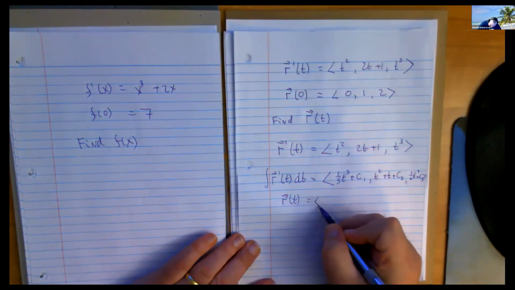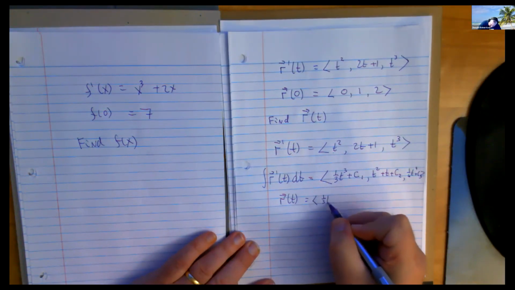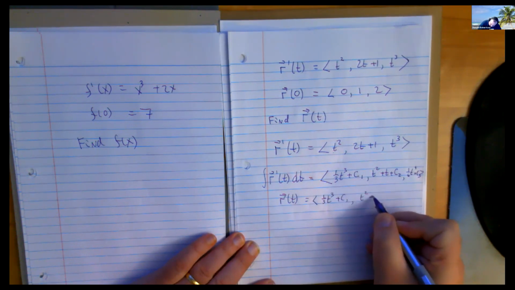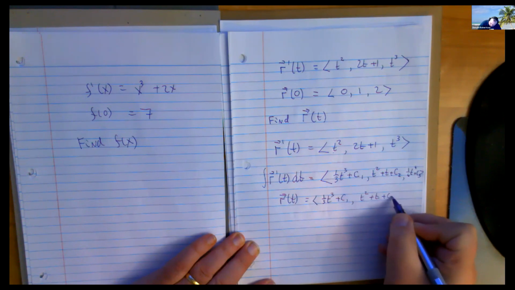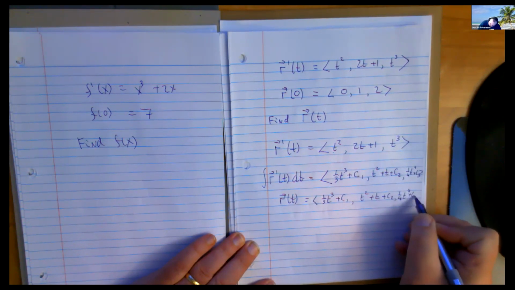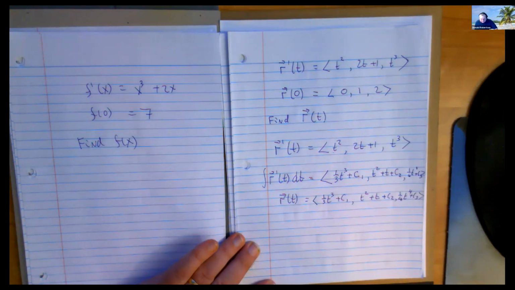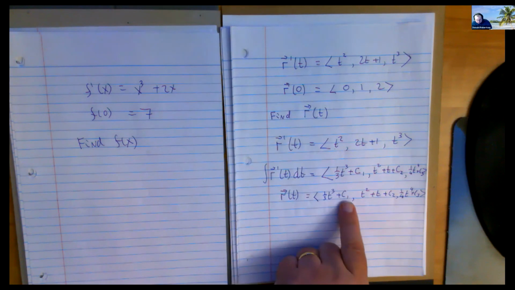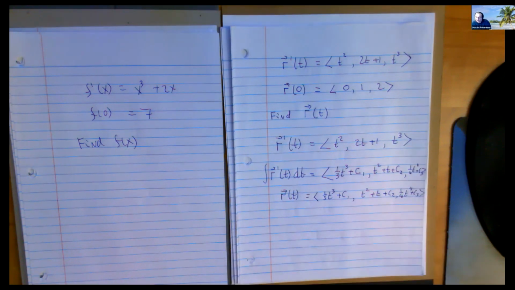So I get 1/3 t cubed plus c1, t squared plus t plus c2, 1/4 t to the 4 plus c3. And then I use this to figure out what the values of c are going to be, because they won't all be the same number.